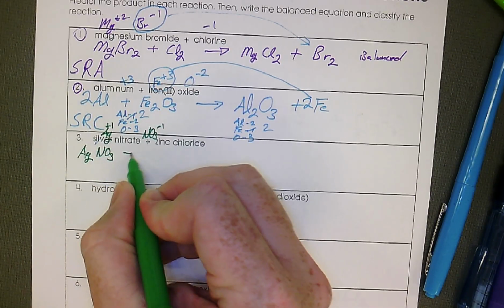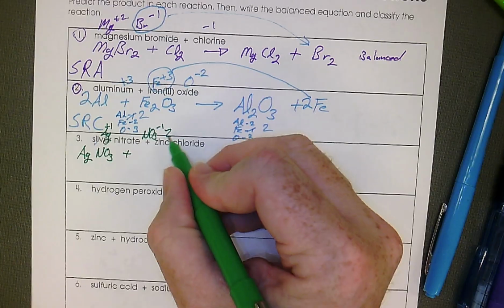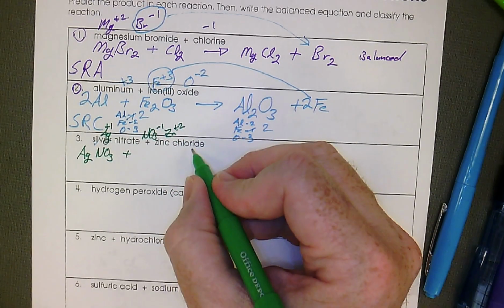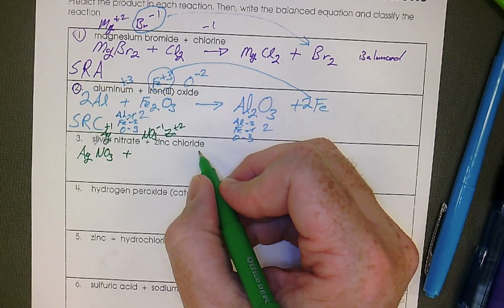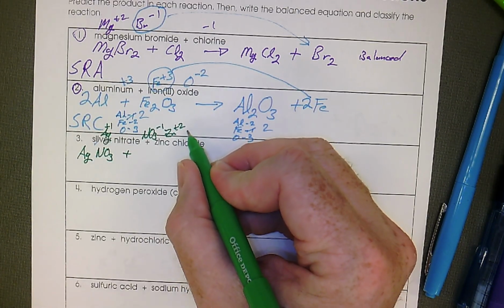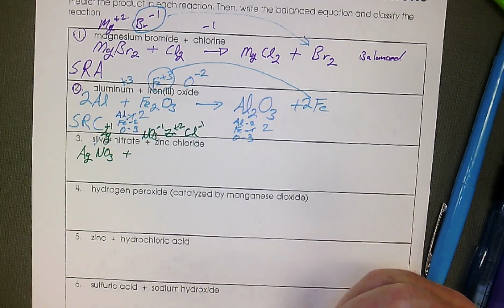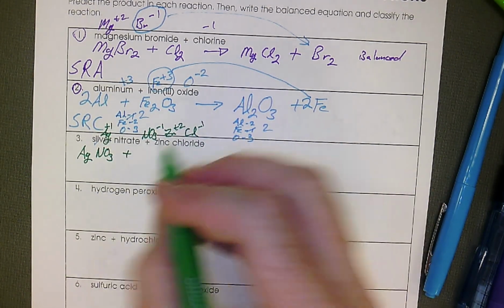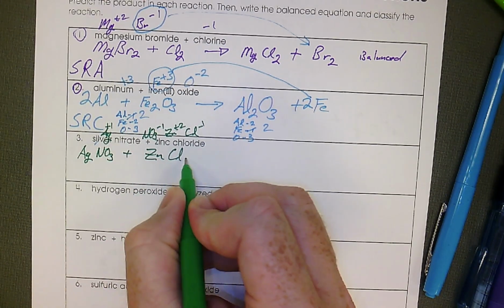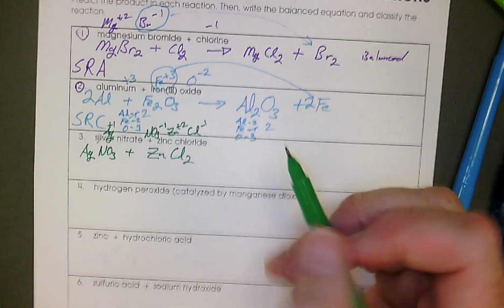AgNO3 plus zinc. What's the symbol for zinc? Zn. What's its charge? +2. Chloride. What's the symbol for chloride? Is that an ion or an element? Element. And what's the symbol for it? Well, it's one, and it's Cl. All right. Which do I need more of? Cl. What would I write the formula? ZnCl2. Very good.